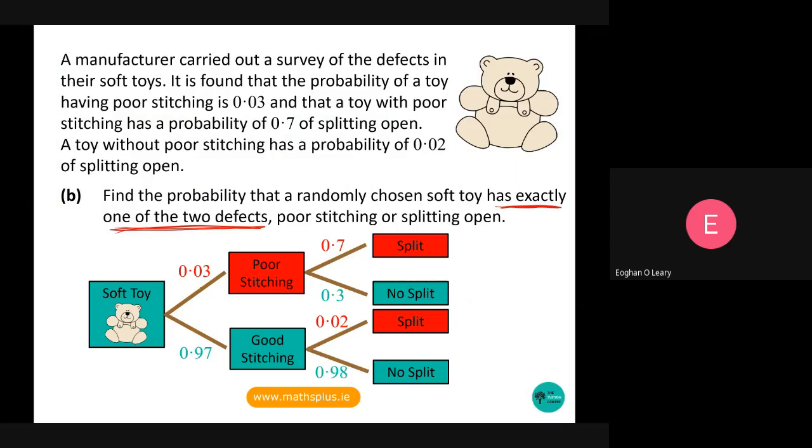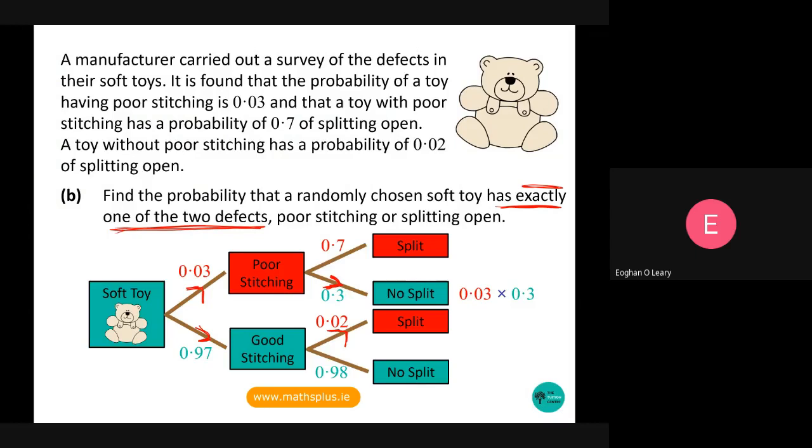So we're saying our two scenarios here, our two cases are that you can have poor stitching and it not split open, okay? Or you could have good stitching, but it does split open. So those are the two kind of outcomes that fit the bill here to have exactly one of the two defects. So now, with the first one, the probability of poor stitching is 0.03.